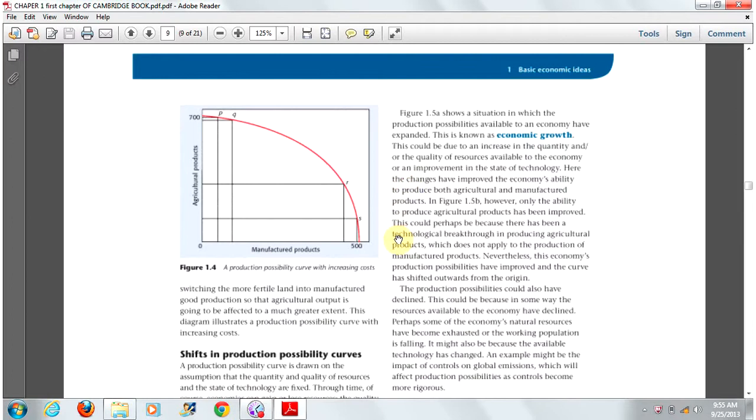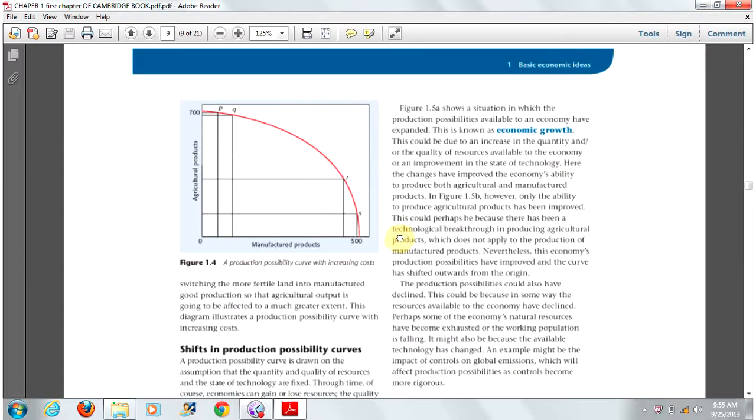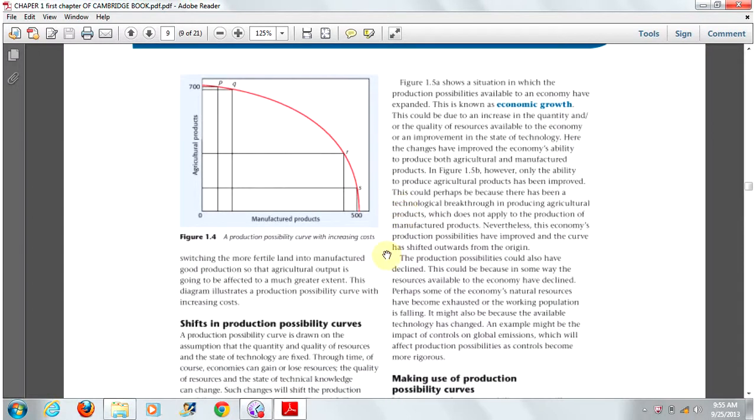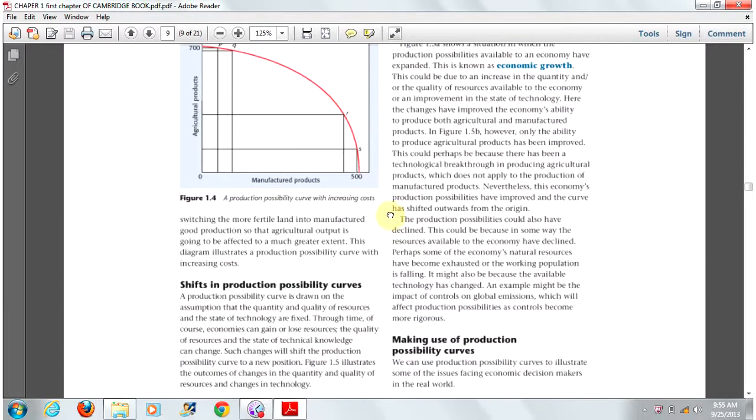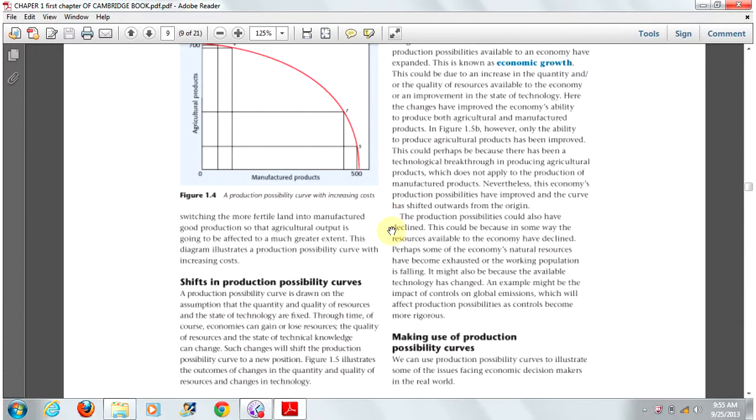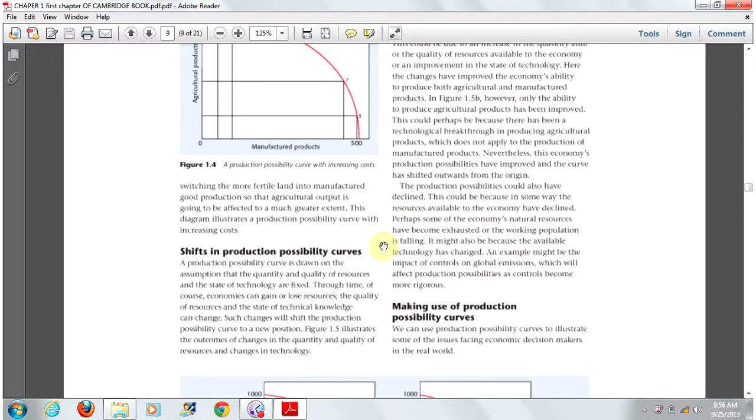This could perhaps be because there has been a technological breakthrough in producing agricultural products, which does not apply to the production of manufactured products. Nevertheless, this economy's production possibilities have improved and the curve has shifted away from the origin. The production possibilities could also have declined. This could be because in some way resources available to the economy have declined. Perhaps some of the economy's natural resources have been exhausted, or the worker population is falling. It could also be because the availability of technology has changed.